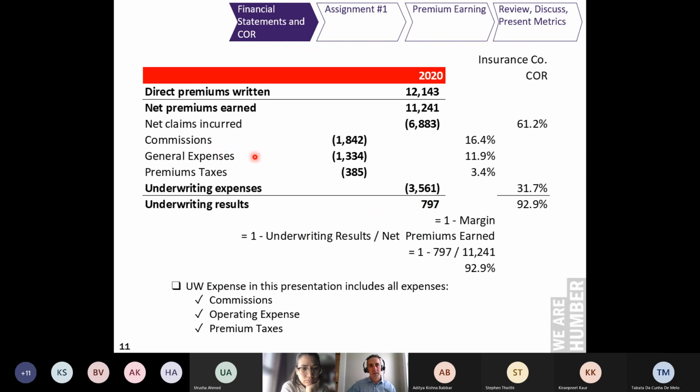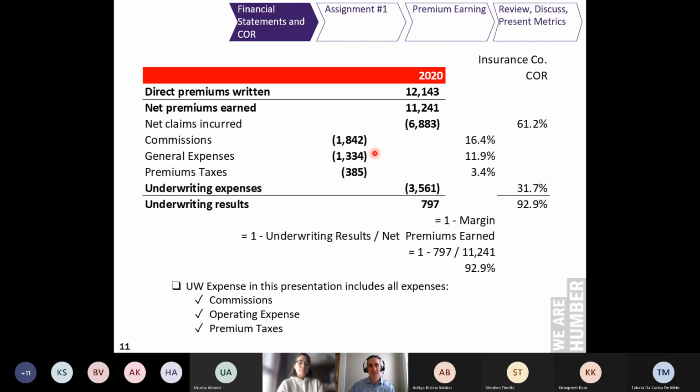And remember, those underwriting expenses in total for most insurance companies are made up generally of these three types of expenses. There's commissions. This is the commissions that the insurance company pays the brokers. If they're a direct writer, where they don't use brokers and they just write directly to the policyholder, then they're not going to have any commissions, if they're a direct company.